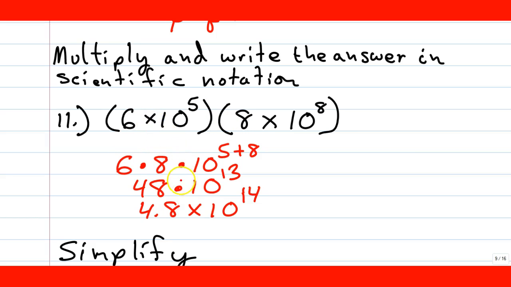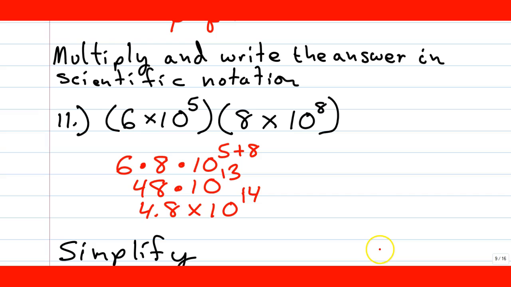Then we copy down the times 10. Treat the base 10 just like it was a variable, and copy it down, and sum together the exponents. So I have a 5 plus an 8 to make a 13. So I have a 48 times 10 to the 13th power.